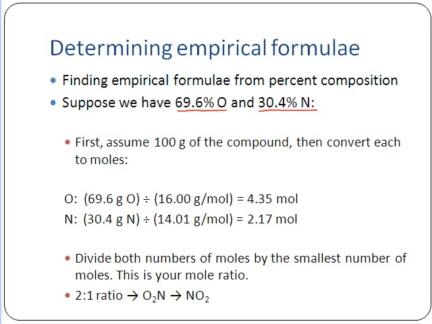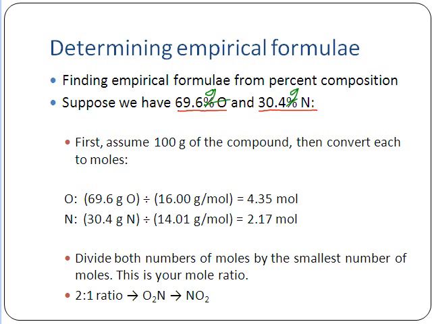And if we have 100 grams of this stuff, then having 69.6% oxygen is basically the same as saying I have 69.6 grams of oxygen. And 30.4% nitrogen is the same as saying 30.4 grams of nitrogen. And so it's relatively easy at this point to convert. So, as we said, assume 100 grams of the compound, then we're going to convert each to moles.